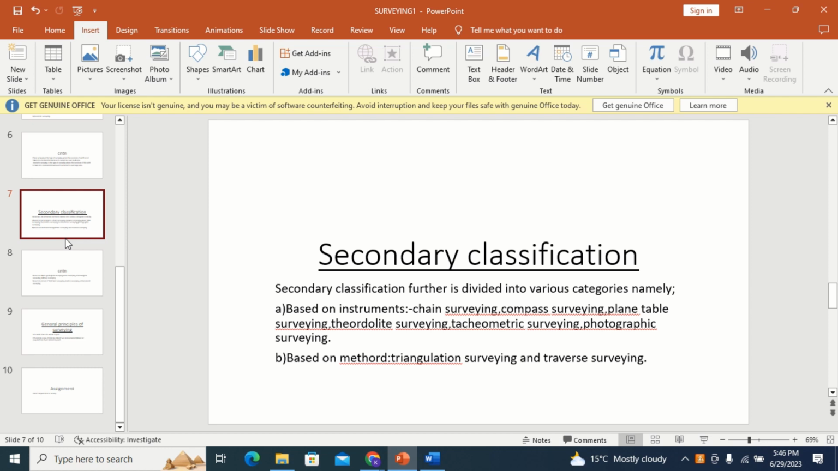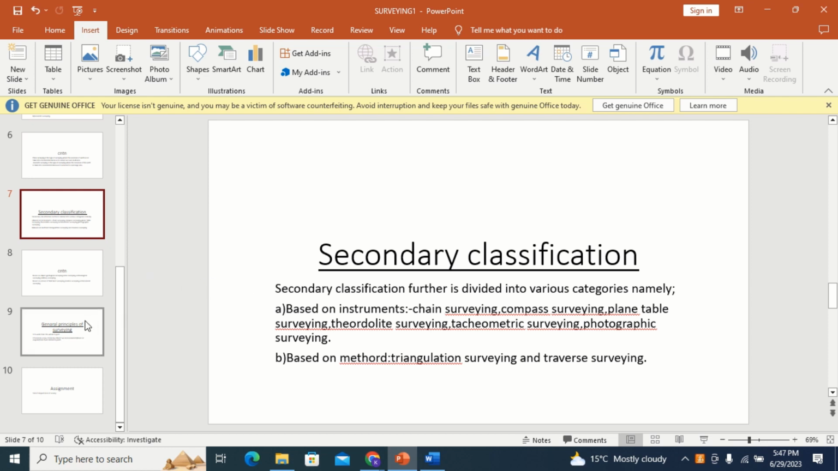module 3. And we also have another classification under secondary, which is based on method. Under based on method, we have triangulation surveying, which is normally carried out in a triangular form. And also we have traversing surveying, which we will go into in detail when we reach module 2.